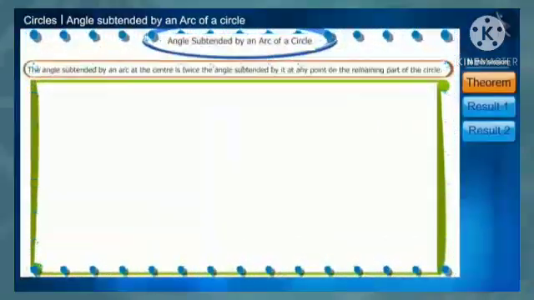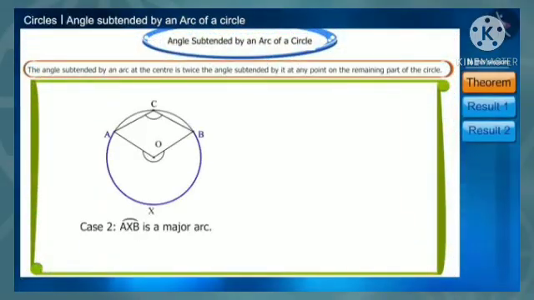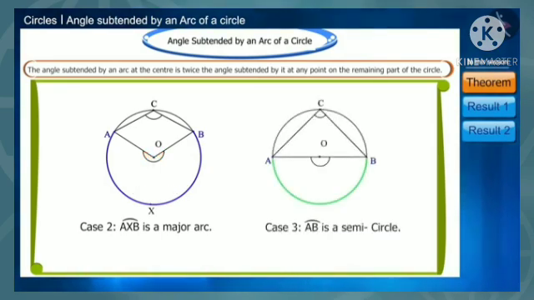Friends, we can repeat this process for the second case as well. Here, the angle AOB is the reflex angle, and in the third case, the angle AOB is the straight angle. You will find that the angle AOB is twice the angle ACB.